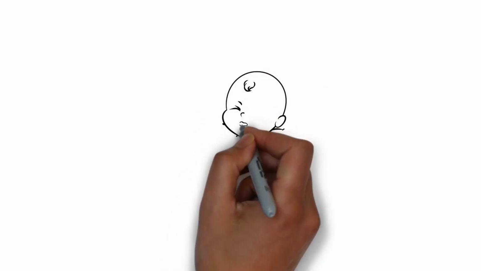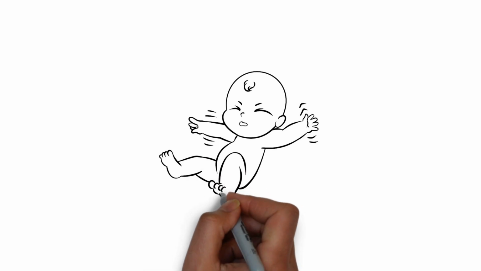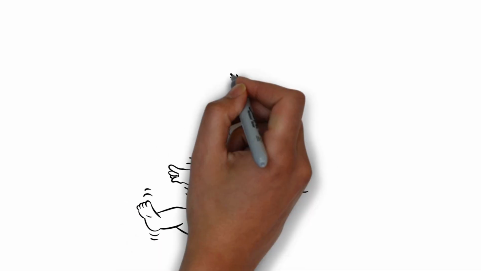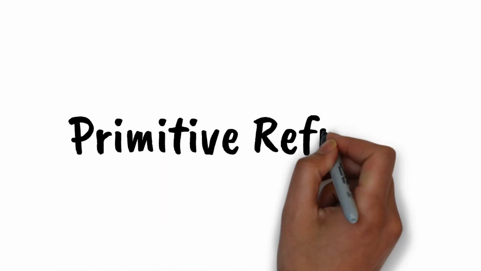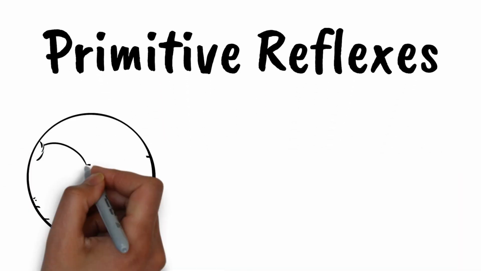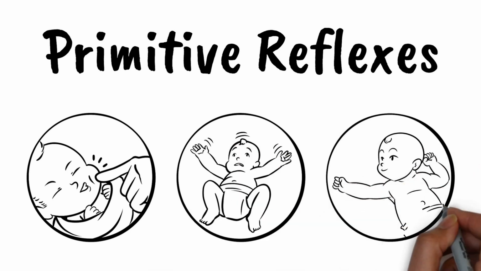Imagine you're a baby just born into the world. You can't talk, you can't walk, and you can't even hold your head up. But your body has some amazing abilities to help you grow and develop. Those abilities are known as primitive reflexes. Primitive reflexes are automatic movements that your body makes in response to specific stimuli.